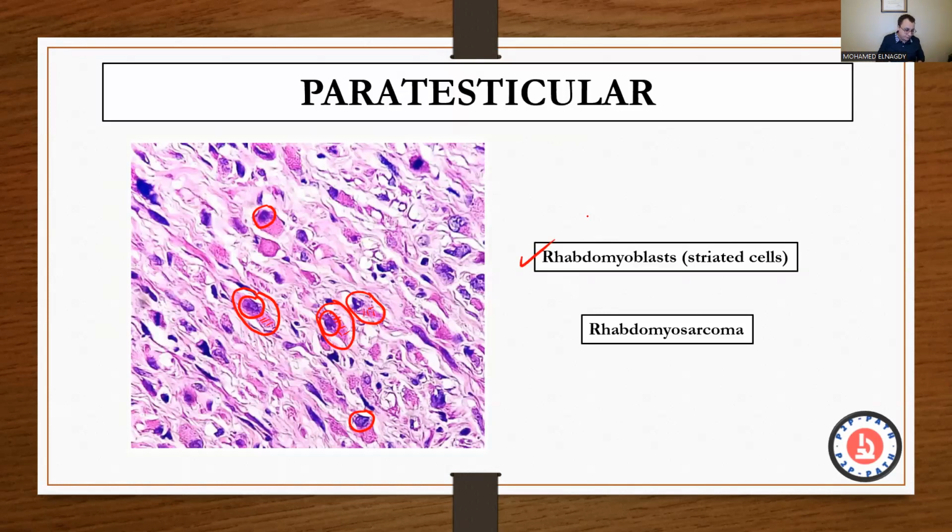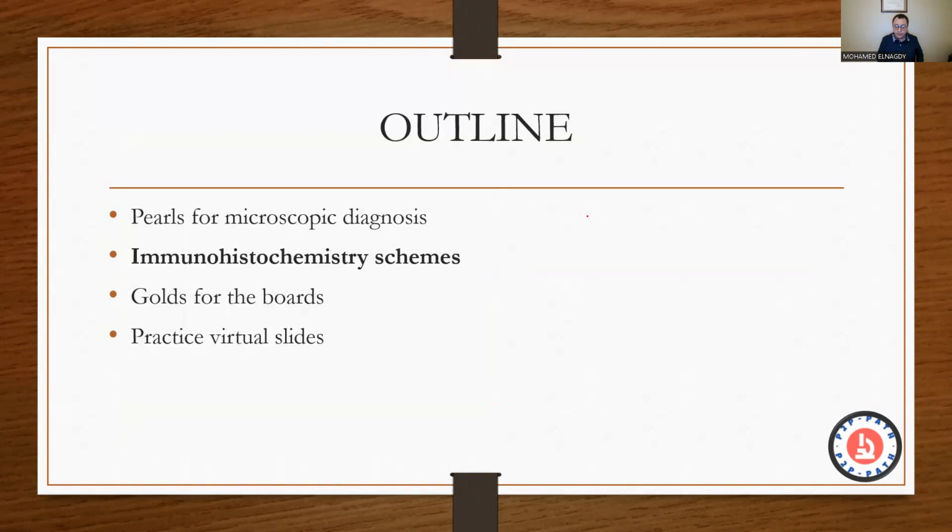We're good. We cleared the first part of our lecture, which are the pearls for the microscopic diagnosis. So if you encounter a germ cell tumor, you know what you need to look at. If you encounter a sex cord tumor, you know what you need to look at. And you need to go over these microscopic pearls as many times as possible, so it helps you when you go over questions to easily identify the key microscopic features of each entity.